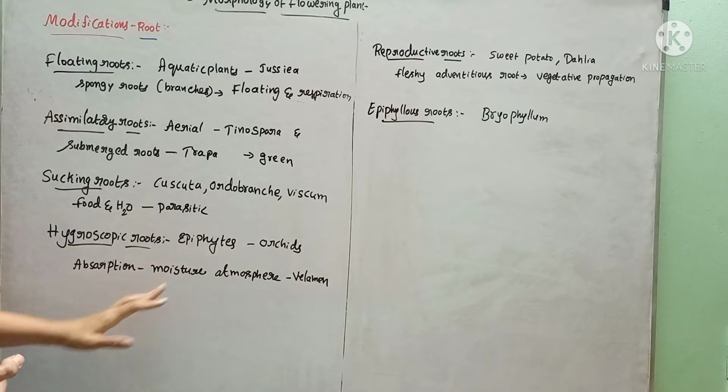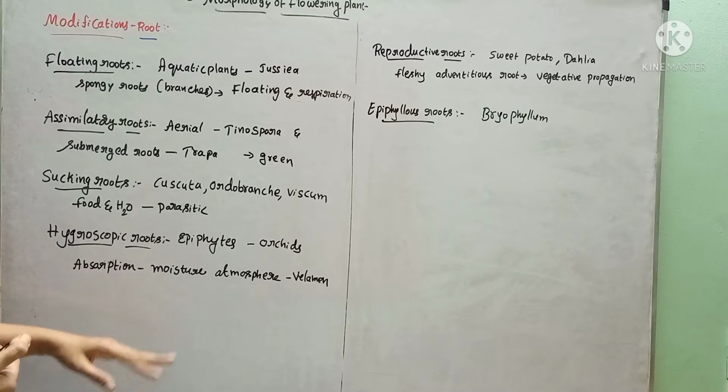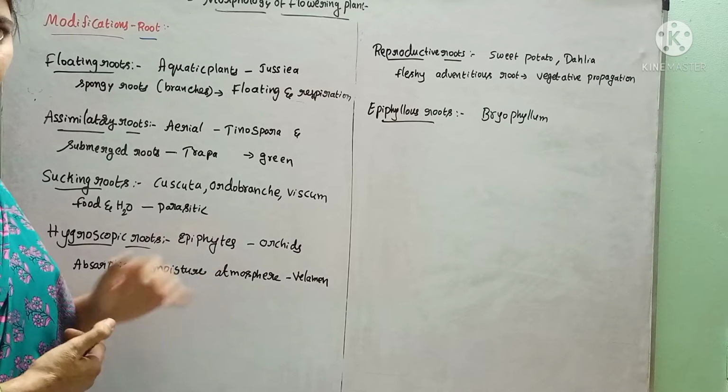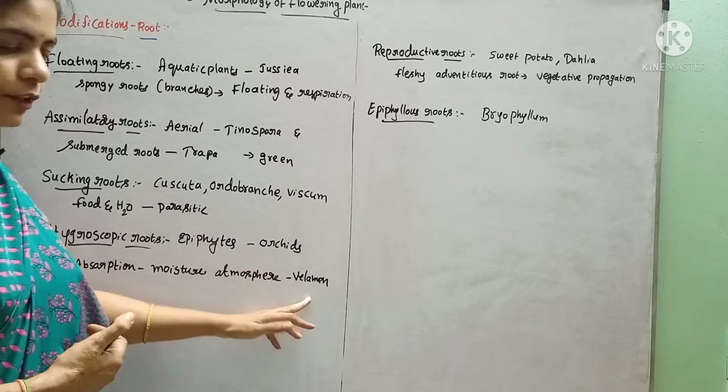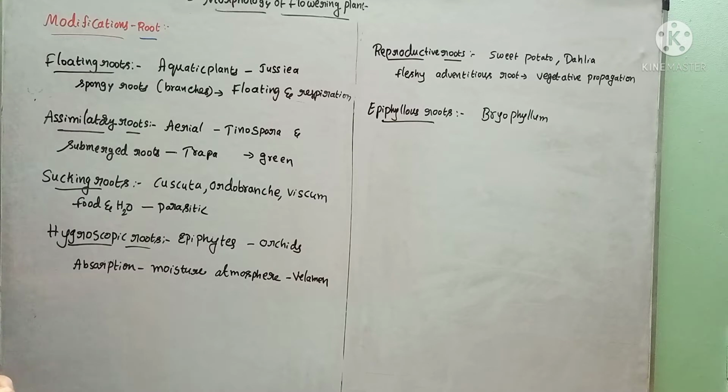So these orchids have roots made for absorption of the moisture present in the atmosphere. The roots consist of a special tissue called velamen tissue. By means of that tissue, they are able to absorb the moisture present in the atmosphere.